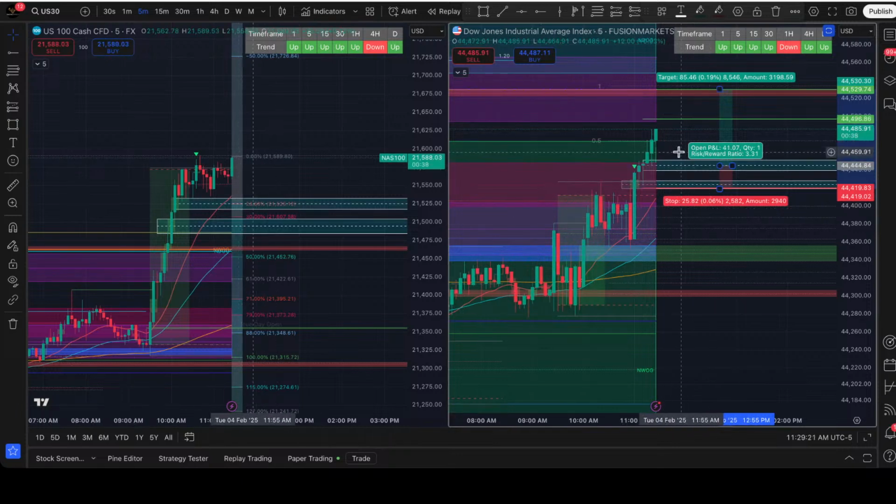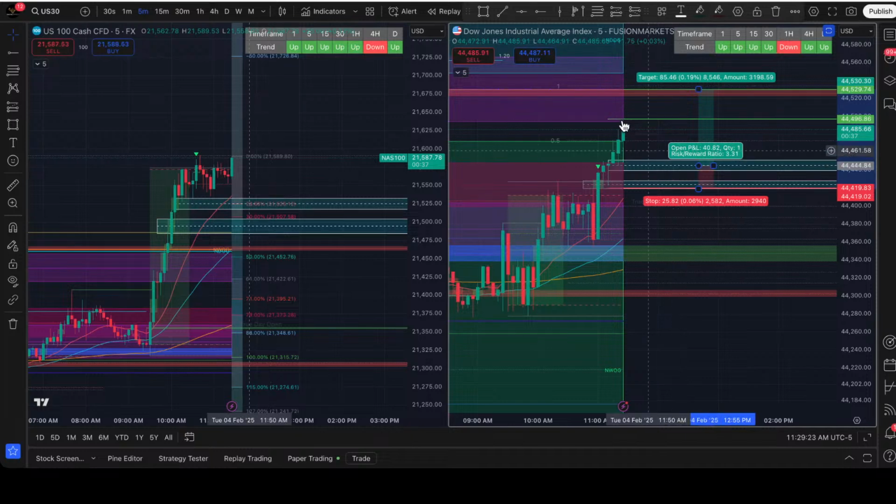So again, we're still pushing. I think we will get up to the safety zone right here of 2 standard deviations before we conclude. 1 minute left.